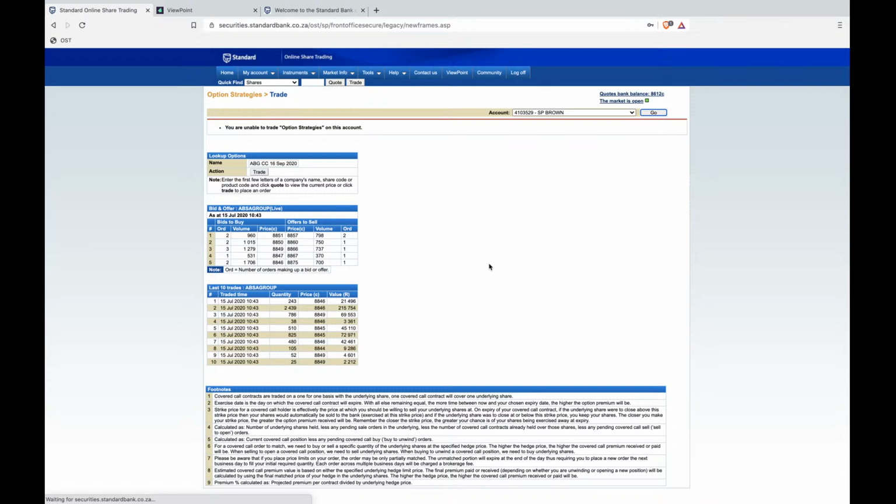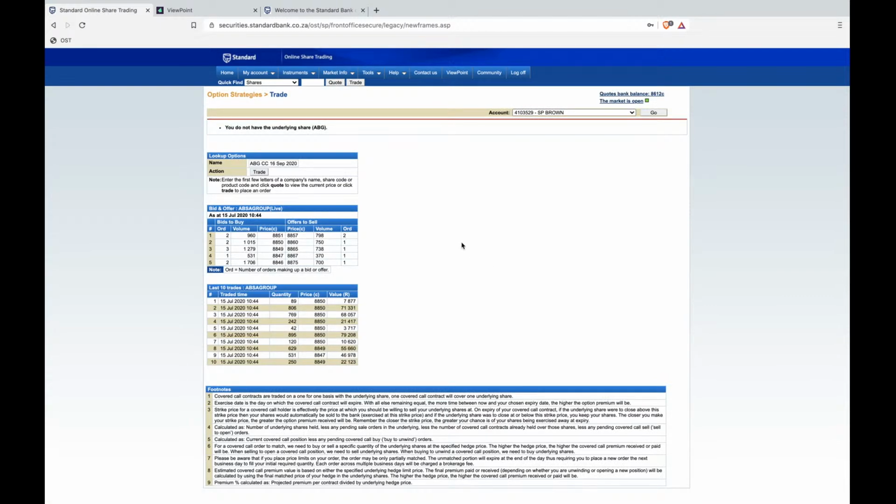Now, as I said, I don't hold any ABSA shares. I would need to hold ABSA shares, and then you can essentially set parameters and sell Standard Bank a call. The point is that come September, when this contract expires, if it is above the strike, Standard Bank will exercise, and you will then sell your ABSA shares.